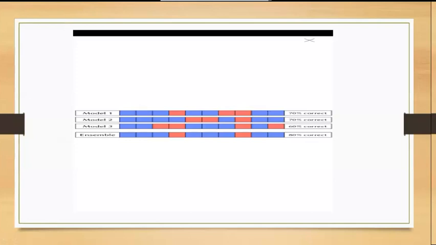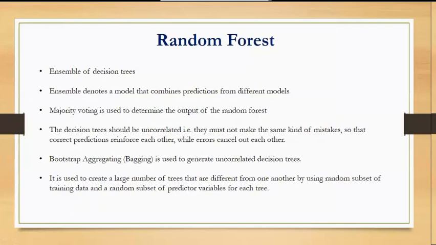So how do we ensure this? By using a technique called bootstrap aggregating, or bagging, in order to generate uncorrelated decision trees. It is used to create a large number of trees that are different from one another by using a random subset of training data and a random subset of predictor variables for each tree. So please note that not all predictor variables and all data are used for each decision tree. Only a subset of the predictor variables and a subset of training data are used for each decision tree.